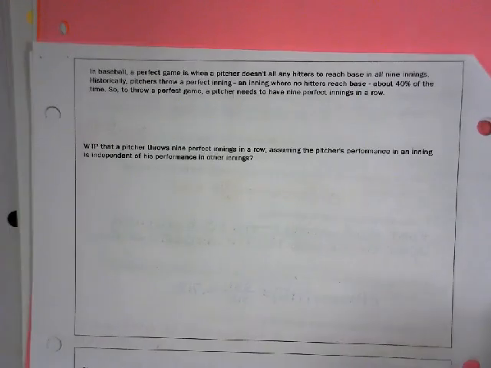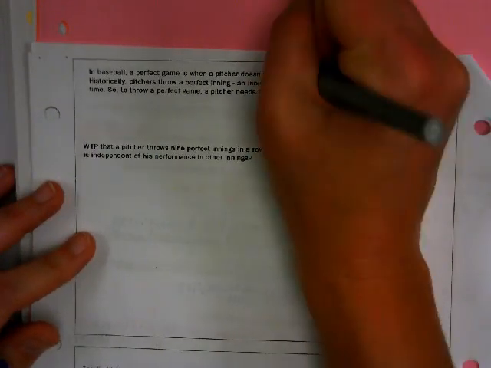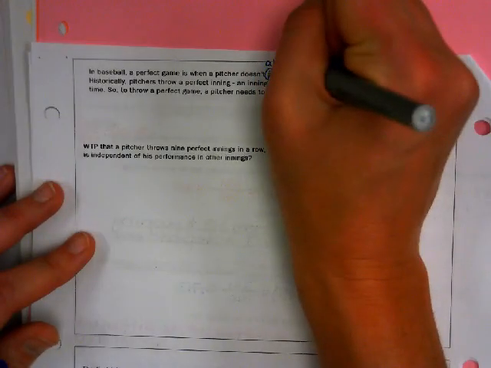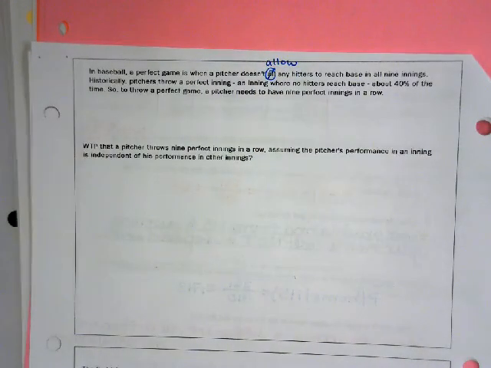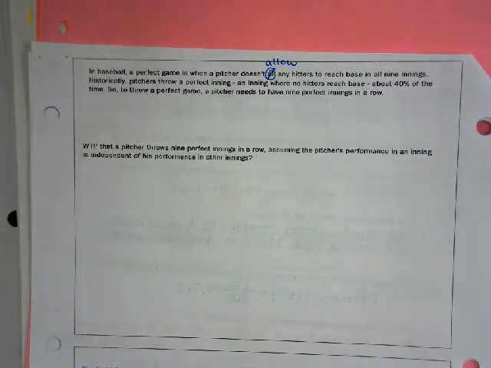All right, this time we're going to look at baseball. So in baseball, a perfect game is when a pitcher does not, that should say allow, allow, a perfect game is when a pitcher doesn't allow any hitters to reach base in all 9 innings. Historically, pitchers should throw a perfect inning, meaning an inning where no hitters reach base, about 40% of the time. So to throw a perfect game, a pitcher needs to have 9 perfect innings in a row.